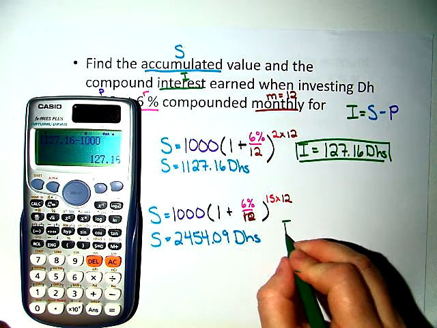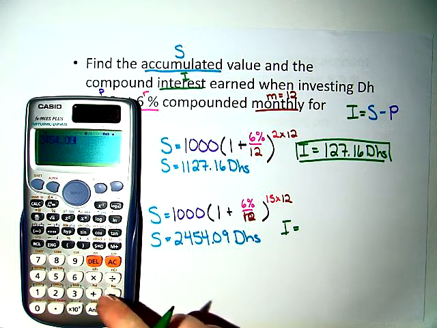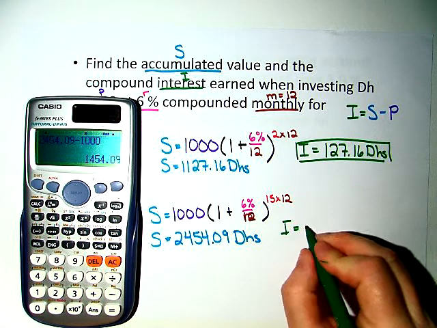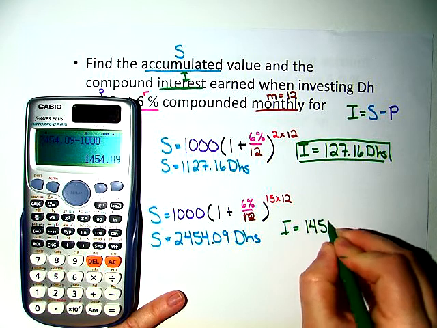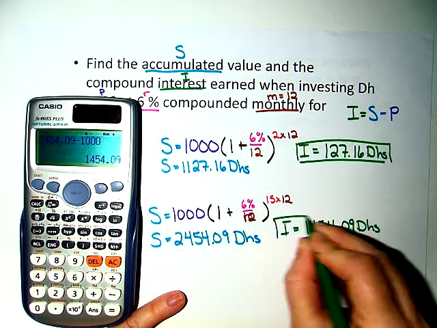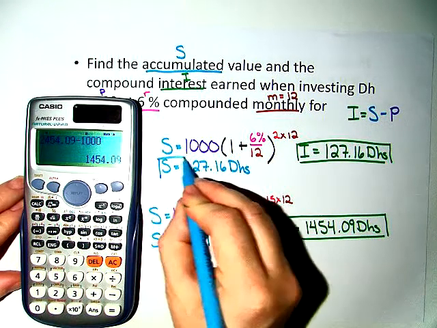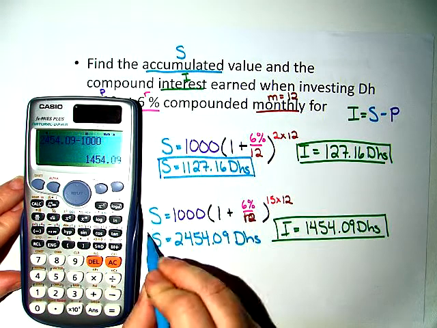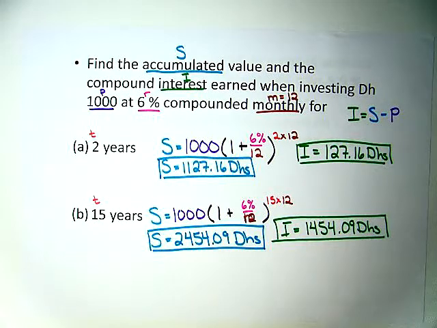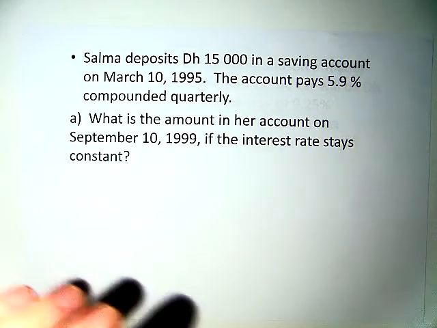And now the interest for this one would be 2,454.09 minus the 1,000. And we get 1,454.09 dirhams. So here we have the full accumulated value and the interest for both time periods. Okay, let's try another one.